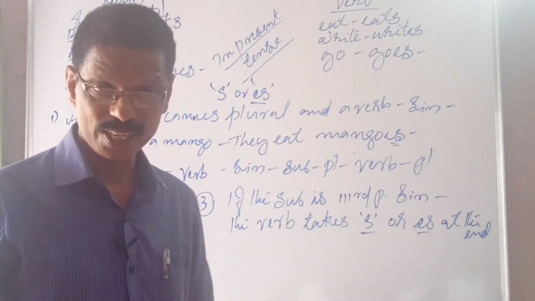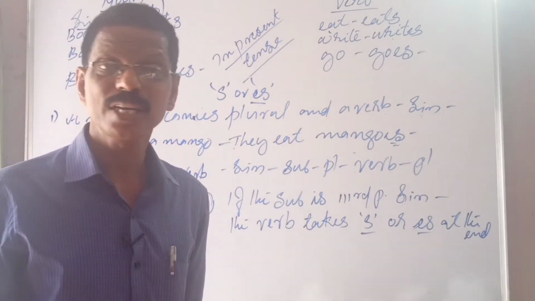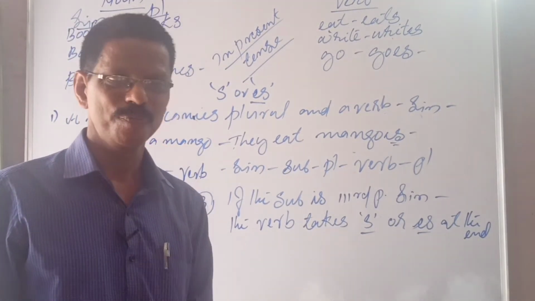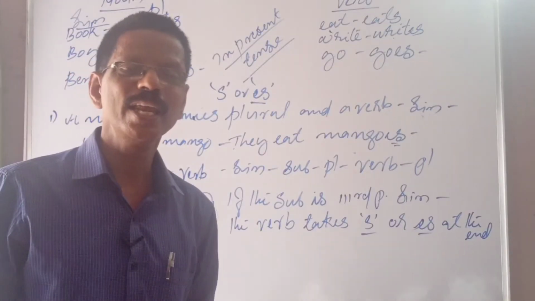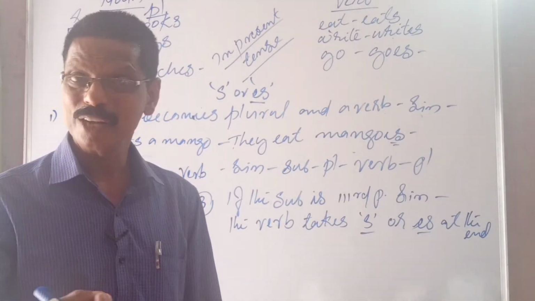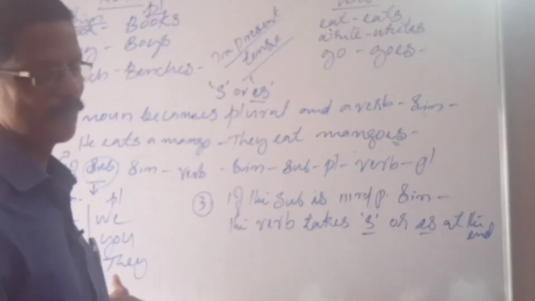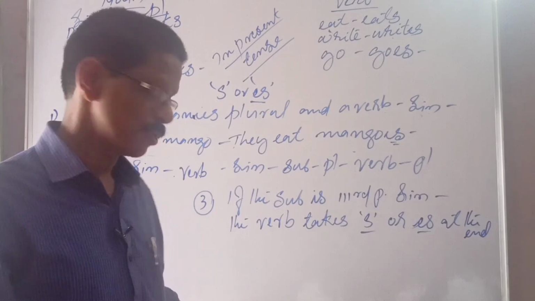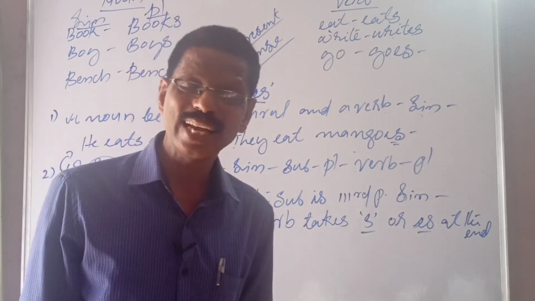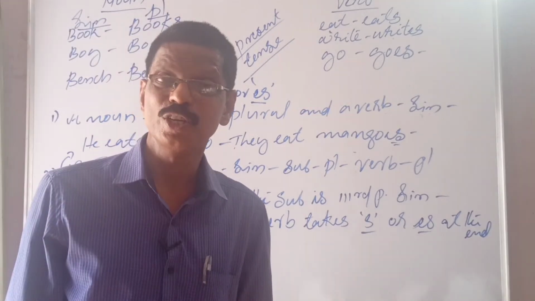What is that? In present tense, when we make a sentence or write or speak, if the subject is third person singular, which means he means any man, any boy. She means any girl, any woman. It means all other things, animals, birds, etc. Okay, they are all termed as it. If it is singular, plural means they. So if the subject is third person singular, the verb takes what? S or es at the end to make it singular.